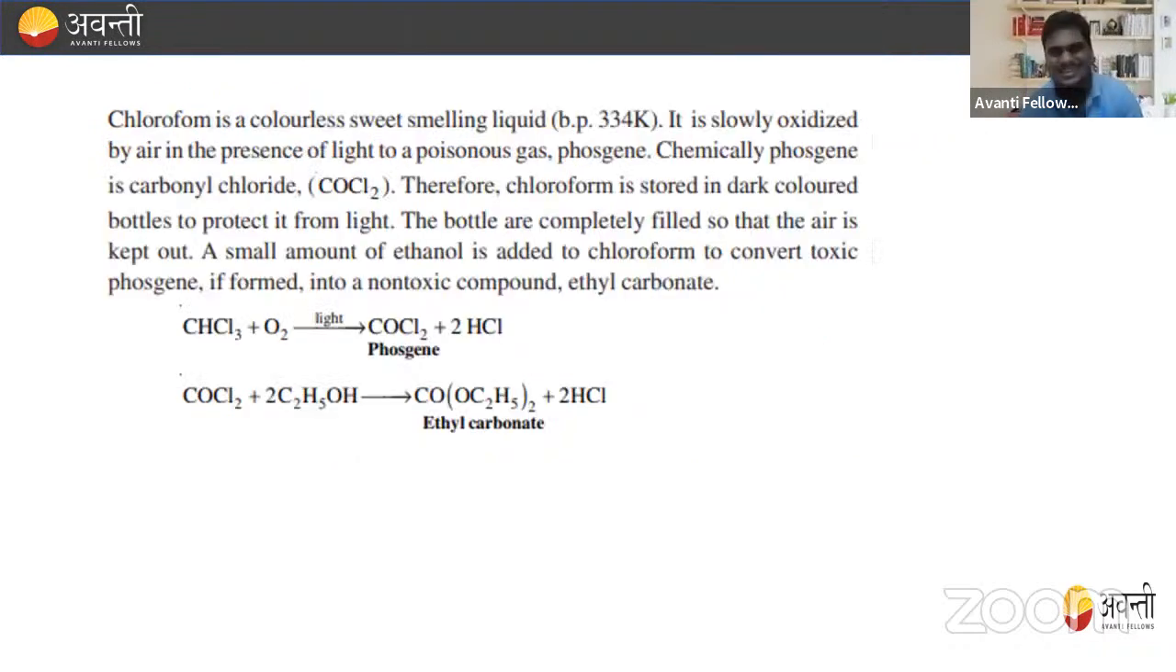Now, chloroform is a colorless, sweet-smelling liquid having a boiling point of 334 Kelvin. It is slowly oxidized by air in the presence of light to the poisonous gas phosgene. This one is very, very important. Chemically, phosgene is carbonyl chloride, that is COCl2. Therefore, chloroform is stored in dark colored bottles.